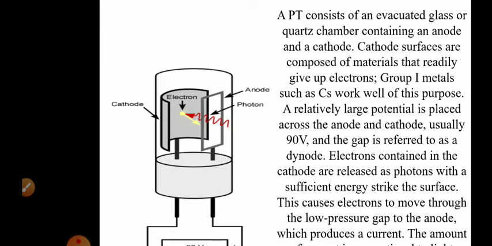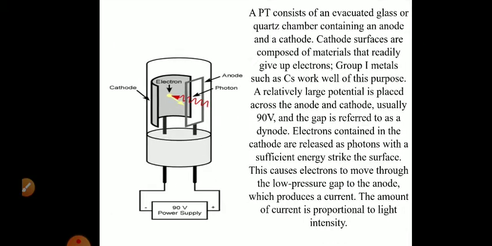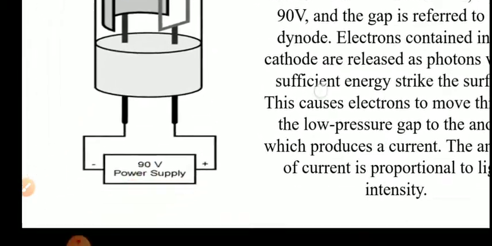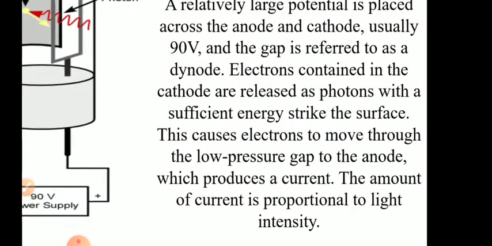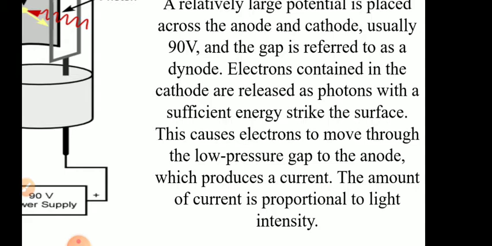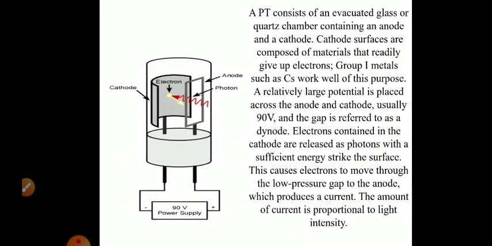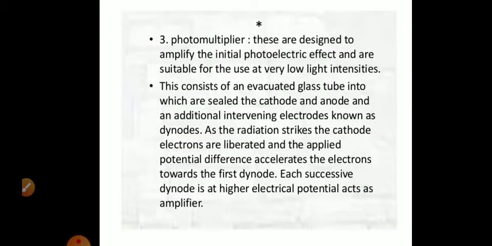The photon energy falls on the cathode. It excites the electrons, which then pass to the anode, completing the circuit, and the current generated can be measured by an ammeter. Electrons in the cathode are released as photons with sufficient energy strike the surface. This causes electrons to move through the low pressure gap to the anode, which produces a current. The amount of current is proportional to the light intensity, but the current generated is very small and hence it needs to be amplified and then recorded. So amplification and readout is necessary.